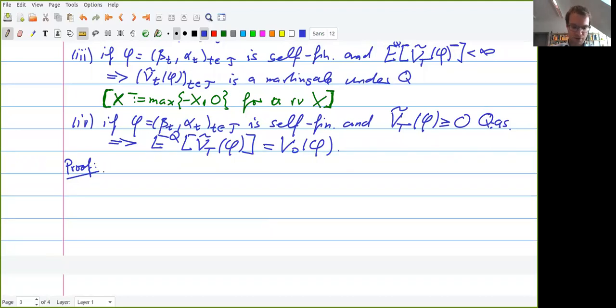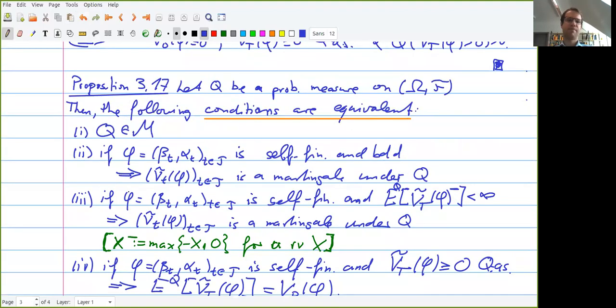So we start with the first equivalence, which is the equivalence between one, so I, and II. What we want to show is that for the measure Q to be a martingale measure, it is equivalent that the discounted value process is a martingale under Q for every self-financing and bounded trading strategy.